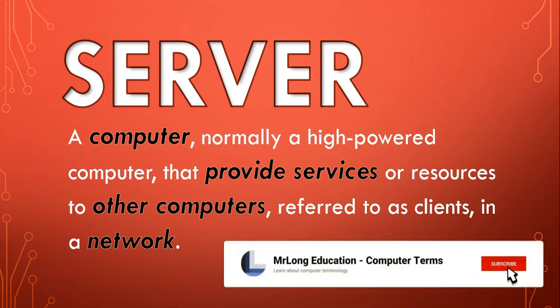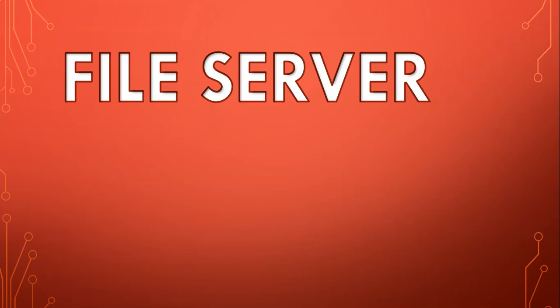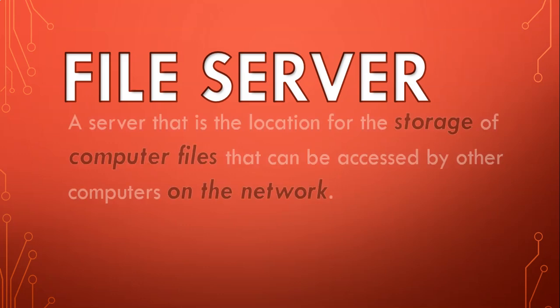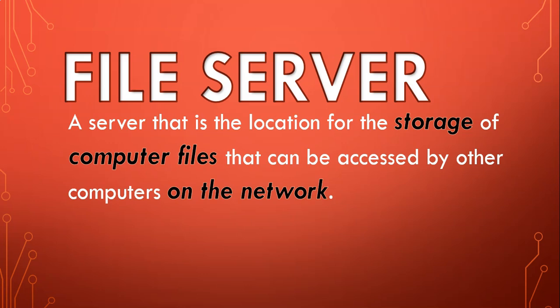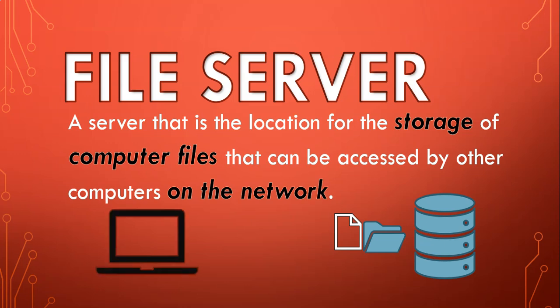Now, you get lots of different types of servers, so we're going to cover a couple of them quickly. The most popular, the most common one, is a file server. Basically, a file server is a server that is the location or storage of computer files that can be accessed by other computers on a network. So let's say you've got the server, that's where your files are going to be stored. We can store all our files on the file server, and all the computers are connected to it. So whenever you want to access those files, you can simply get them to your computer.